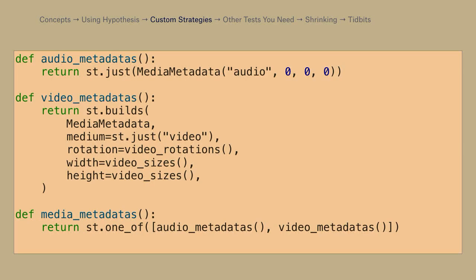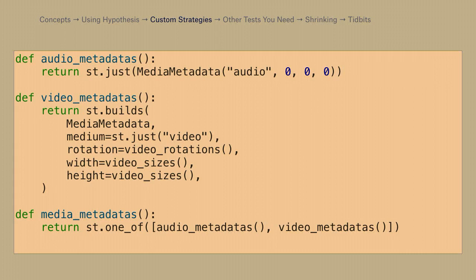We can take this even a step further, and we can have separate strategies for producing audio metadata objects and video metadata objects. What's nice about this is that it makes it a bit clearer that there's really only one valid audio metadata object, so it's the one that has zeros for all those fields. But there's potentially an infinite number of different valid video metadata objects, because they can have any width or height and any video rotation, because we haven't capped it to any particular value.